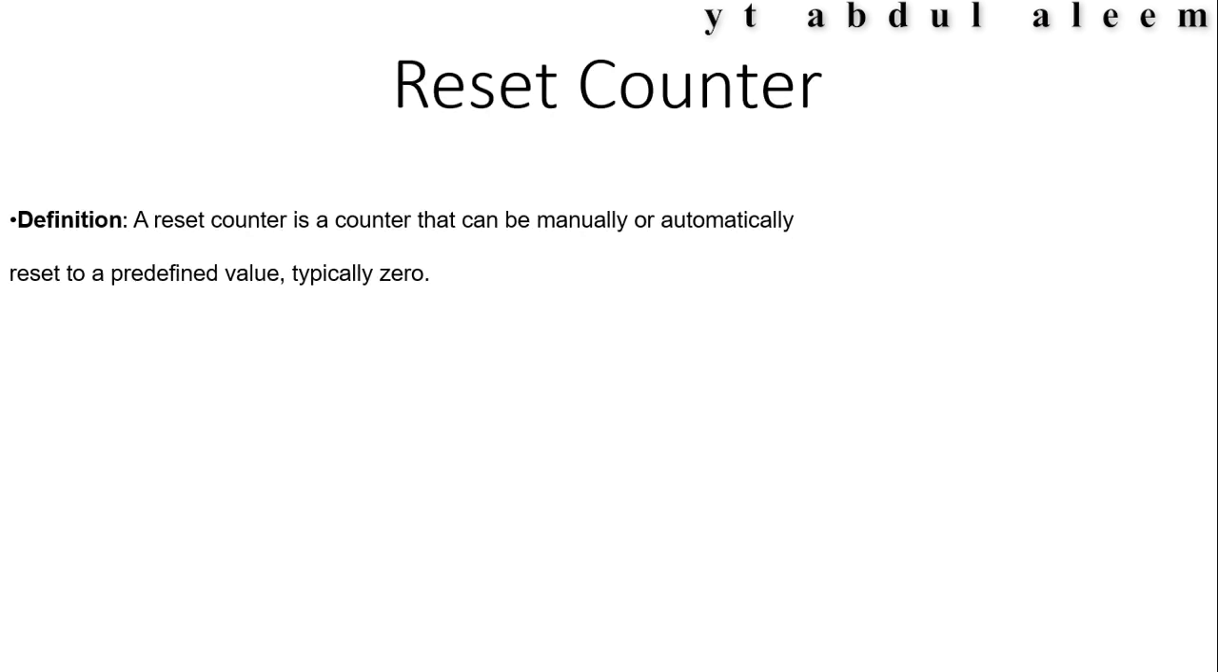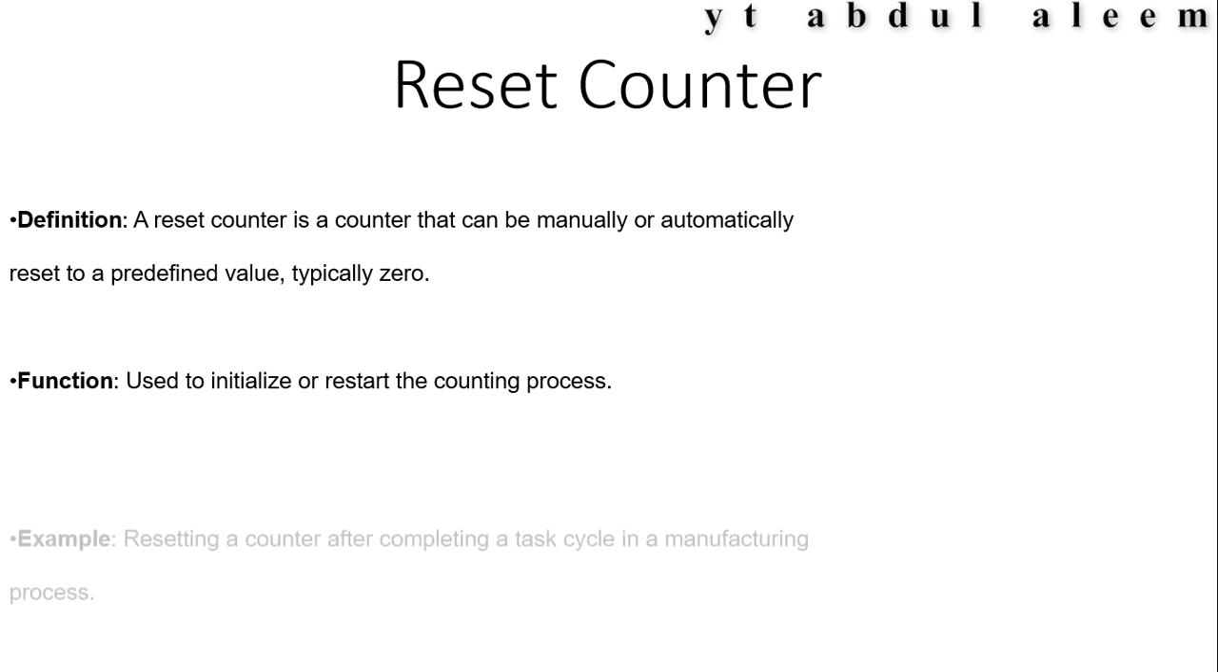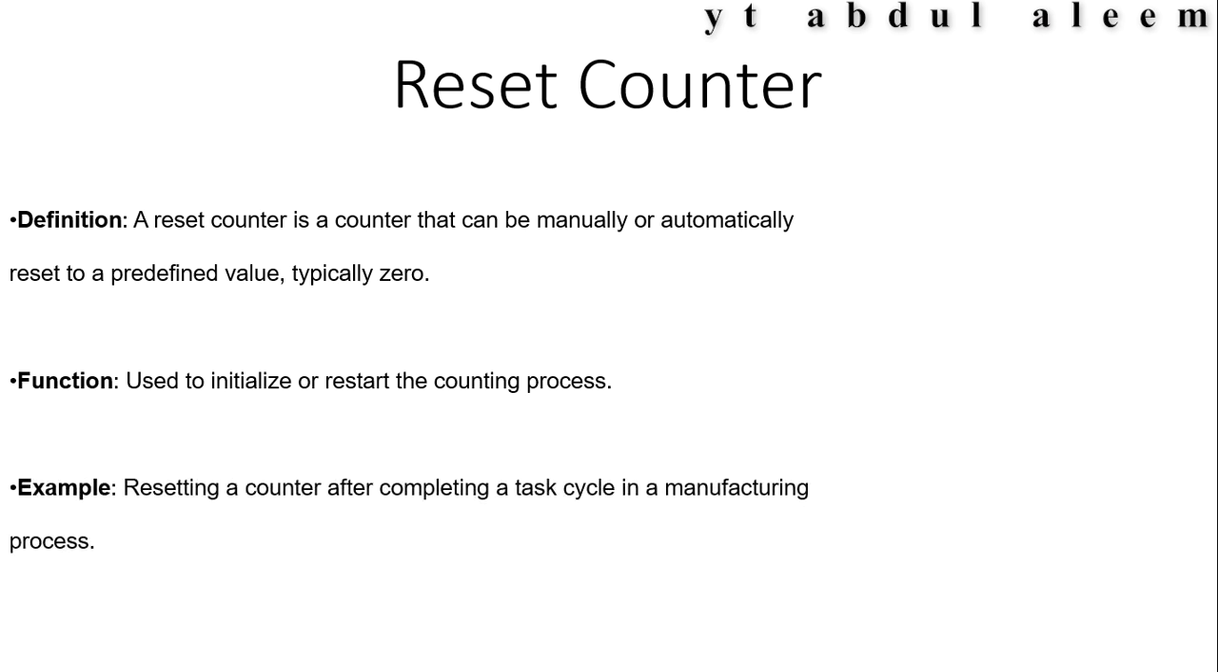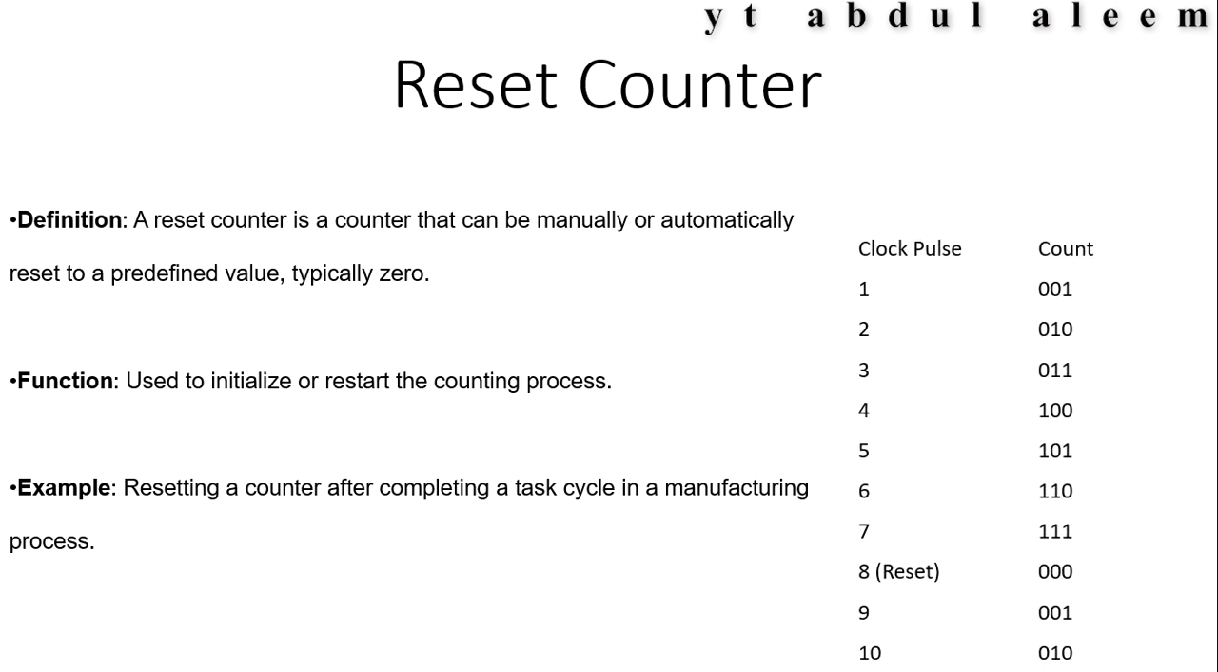Reset counter. Definition: a reset counter is a counter that can be manually or automatically reset to a predefined value, typically 0. Function: used to initialize or restart the counting process. Example: resetting a counter after completing a task cycle in a manufacturing process. In this picture you can see reset counter logic.